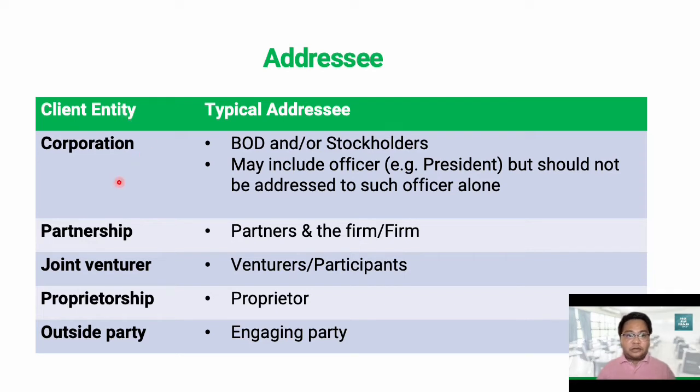If our client is an incorporated entity, a corporation, we usually address it to the board of directors and/or the shareholders. We may include the officer like what we mentioned earlier, but it should not be addressed to the officer alone. For a partnership client, we usually address it to the partners and the firm, or the firm only, so to the partnership. For a joint venture, we address it to the venturers or to the participants of the joint venture. For a proprietorship, we address it to the proprietor. And for an outside party, we address it to the relevant engaging party, like for example, a government agency.